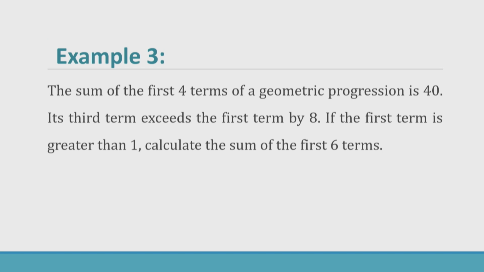Moving on to example 3. The sum of the first 4 terms of a GP is 40. Its third term exceeds the first term by 8. If the first term is greater than 1, calculate the sum of the first 6 terms.